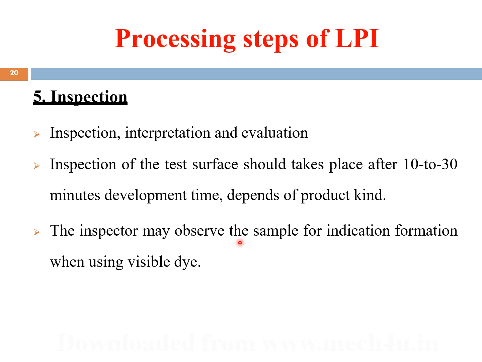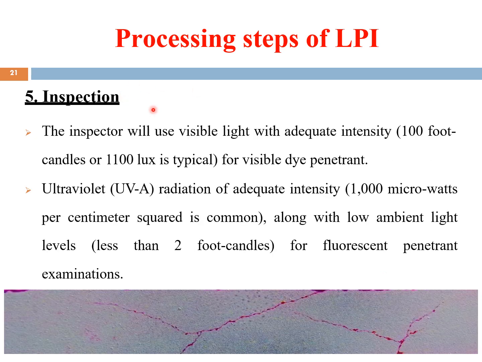The inspector will observe the sample for indication formation using visible dye. We can use white light, as mentioned before, as well as UV light. The inspector will use visible light with adequate intensity, right? The visible light of 1100 lux is typical for visible dye penetrant, or UV light can also be used. Its intensity is given here.